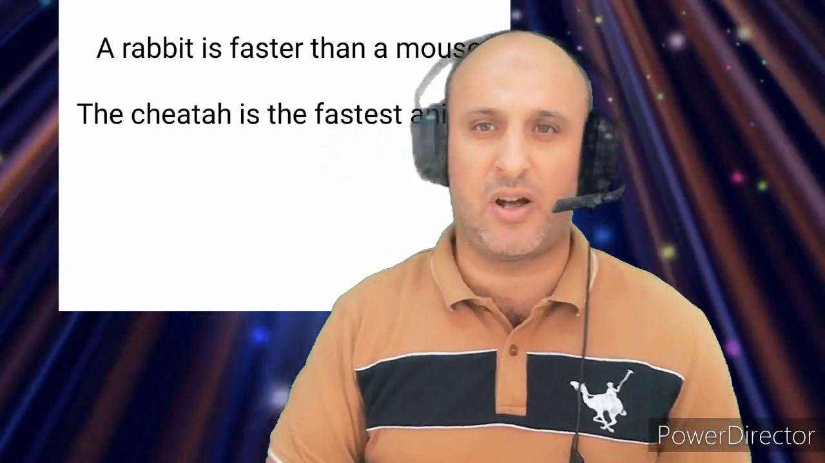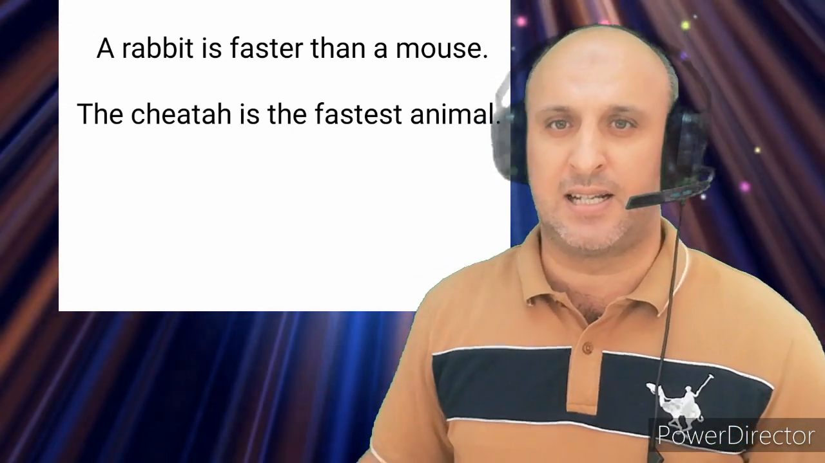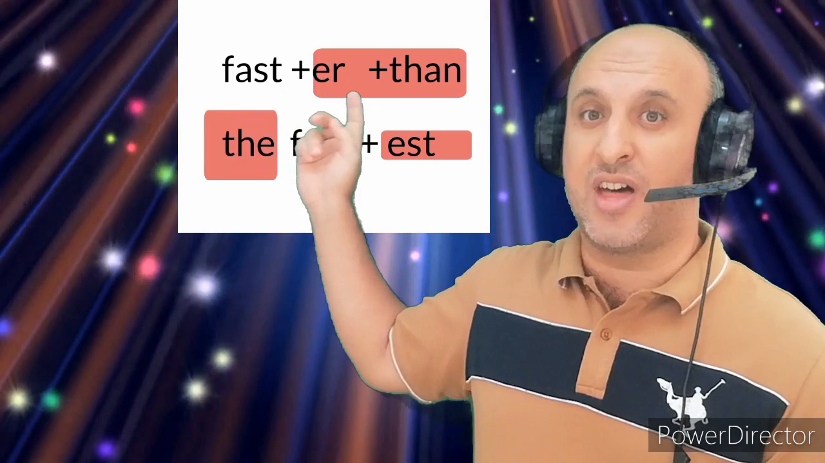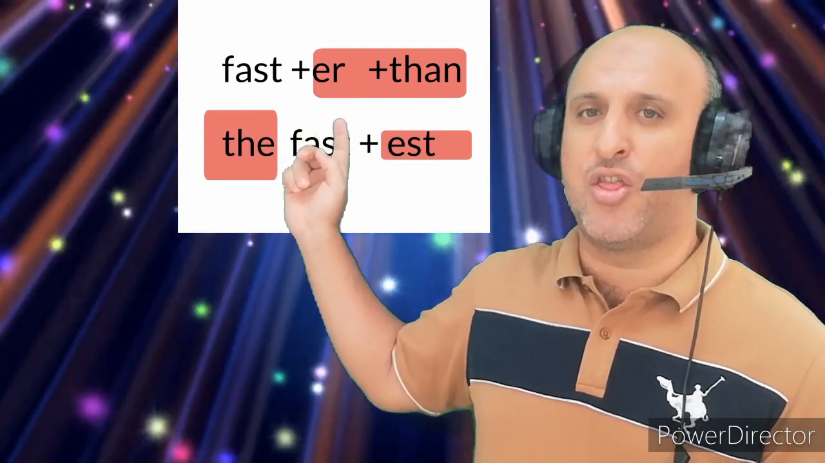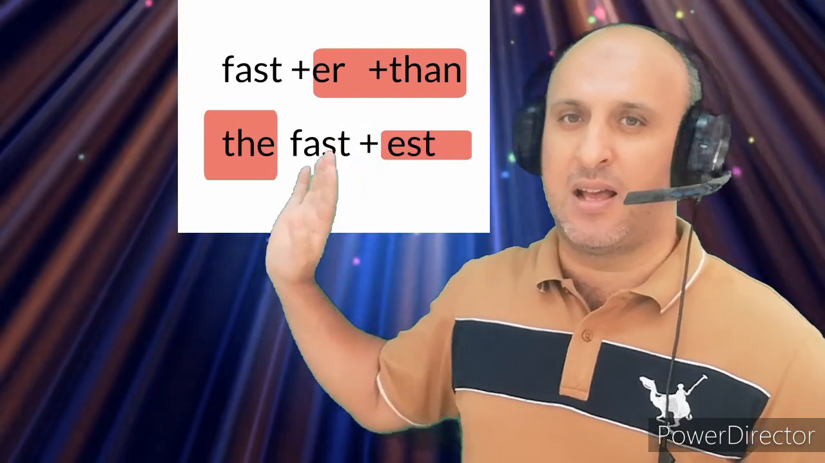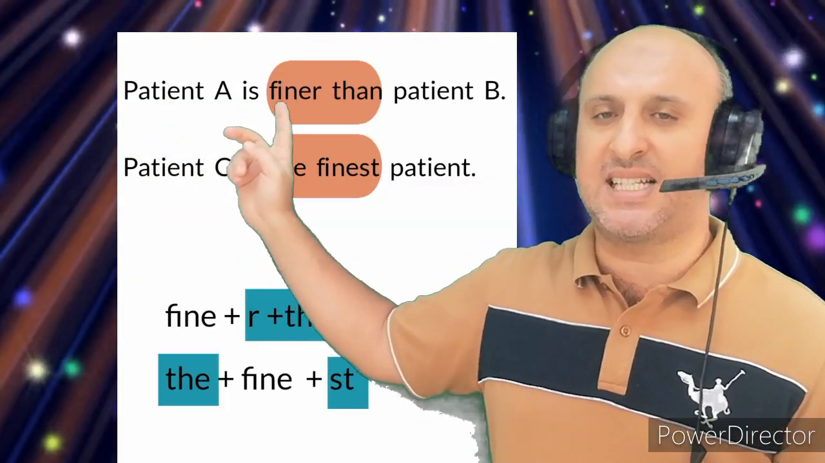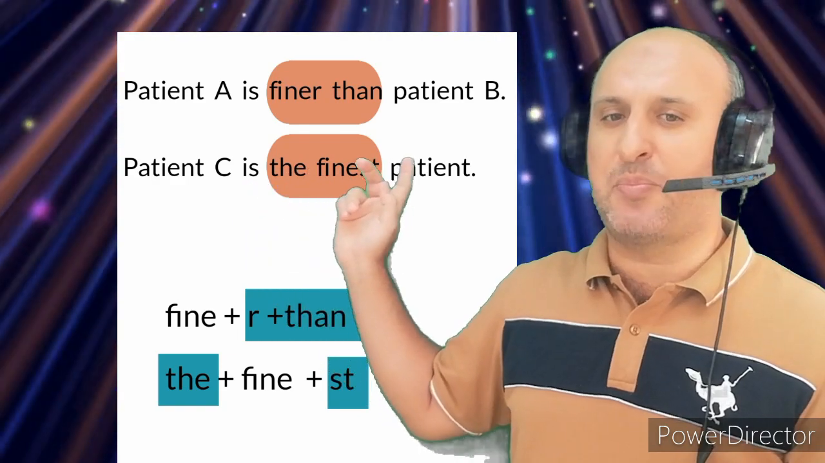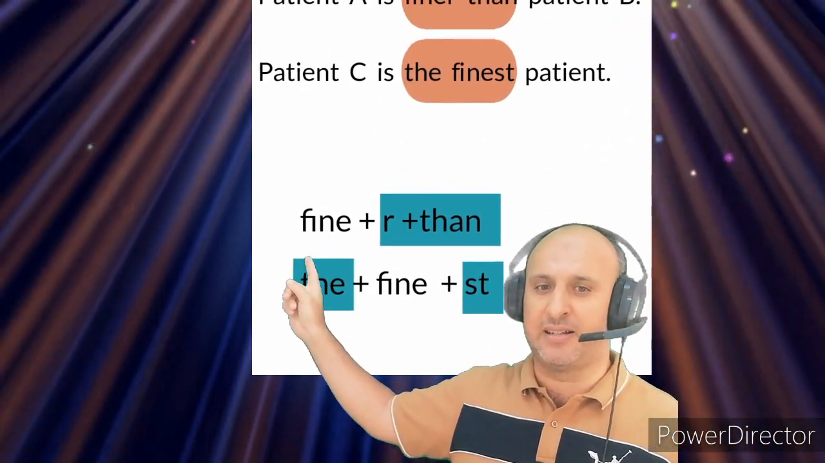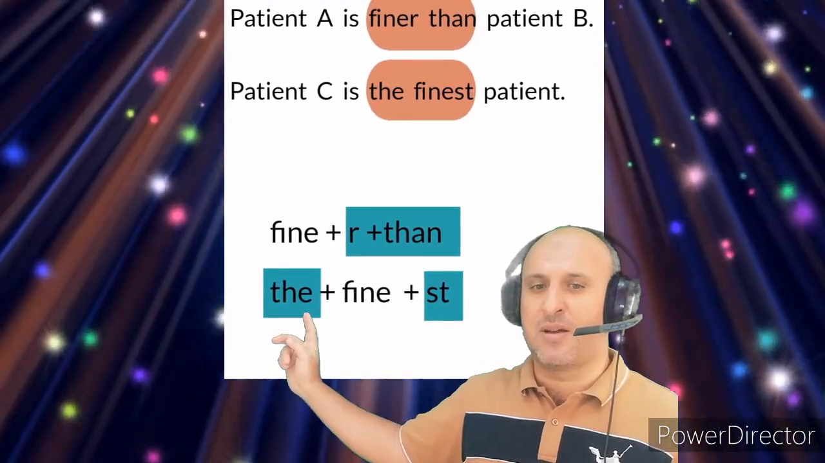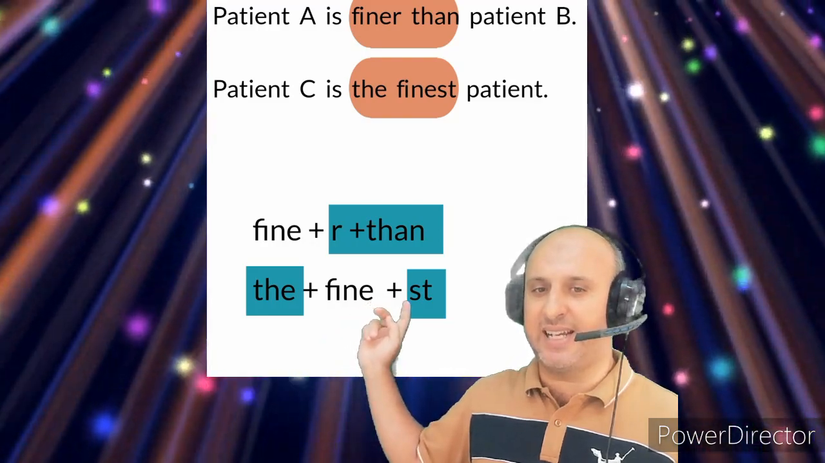Here let's focus on the adjectives in these examples. We have fast plus er, faster than. The second example, we have the fastest, that is the adjective plus est. This is the first set. The second set of examples, here we have patient A is finer than patient B. Patient C is the finest patient. So here we have the adjective fine plus r plus than. Then we have the plus the adjective fine plus st.